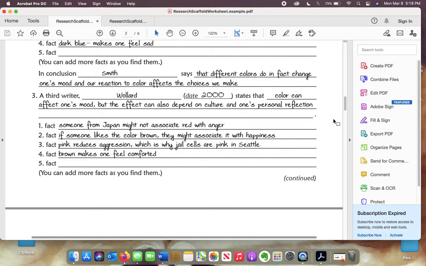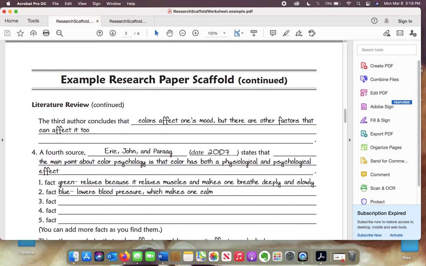Pink reduces aggression, which is why jail cells are pink in Seattle. Now again, I don't enjoy this because it's saying weak, and now it's saying not aggressive. So I feel like there's something about pink being associated with women that's patriarchy trying to keep women down, and I don't appreciate it. And brown makes one feel comforted. So there's some different reasons for that. And then the conclusion for that one is colors affect one's mood, but there are other factors that can affect it too. So we've got a slightly different argument there.